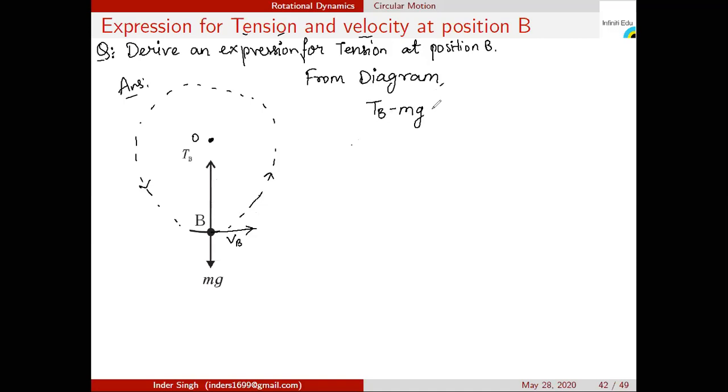TB minus mg provides the necessary centripetal force at bottom position, that is Fcp at bottom position. So TB minus mg will be equal to mv square divided by r. The centripetal force is mv square divided by r, where the velocity is vB. So this is an expression for tension at lowest position.